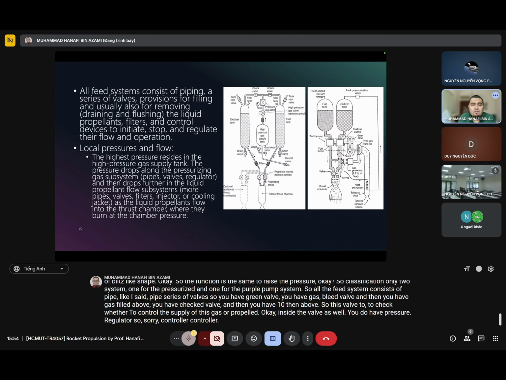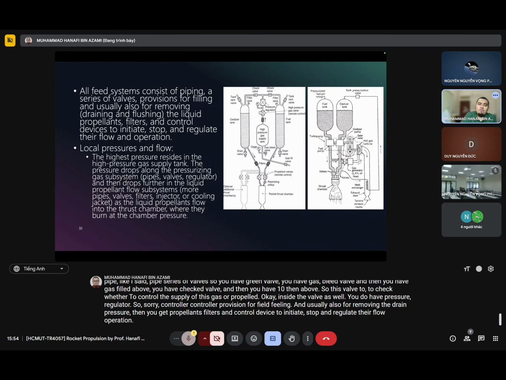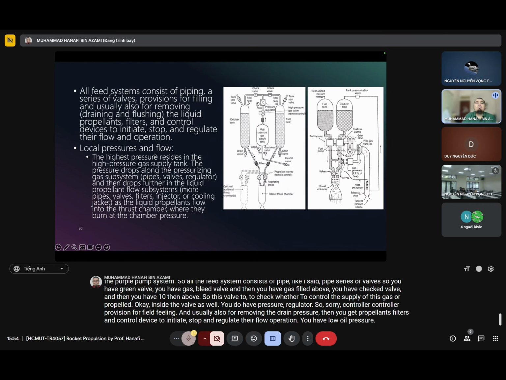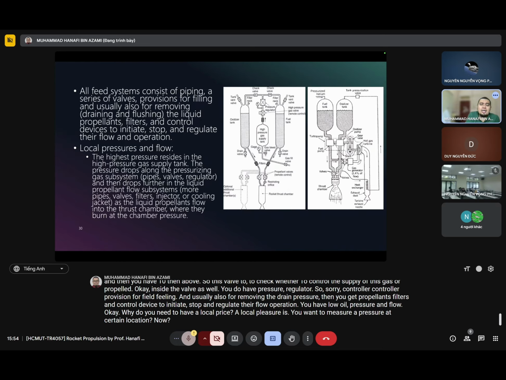Controller, provision for filling and usually also for removing, draining and flushing the liquid propellants, filters, and control devices to initiate, stop, and regulate their flow operation. You have local pressure and flow. Why do you need local pressure? Local pressure is when you want to measure the pressure at a certain location.